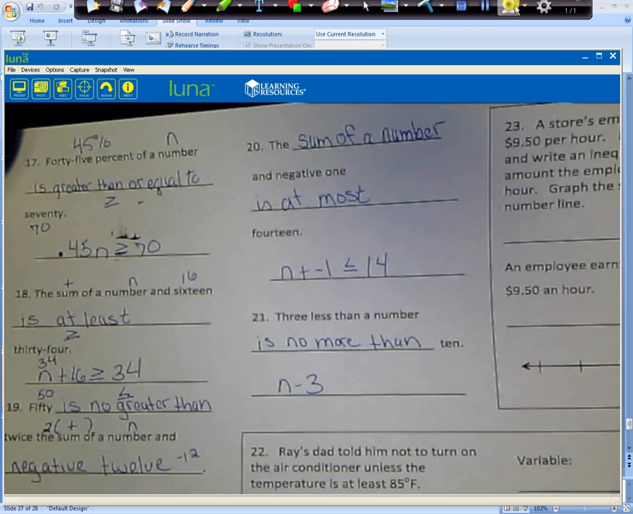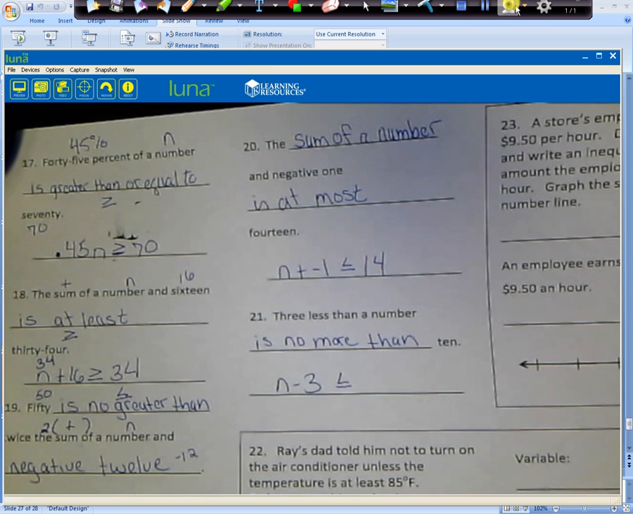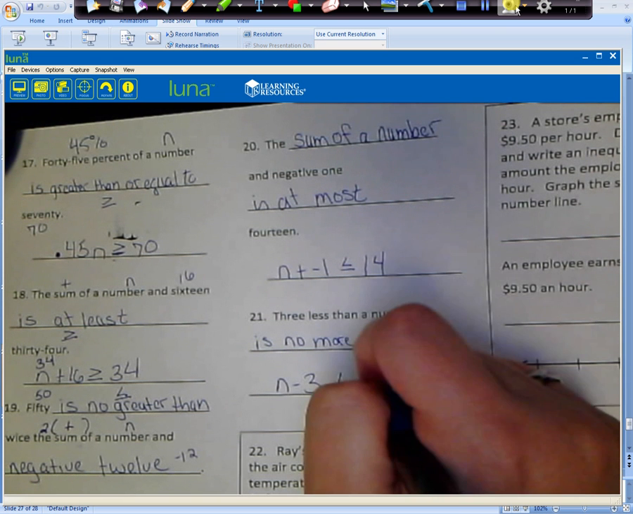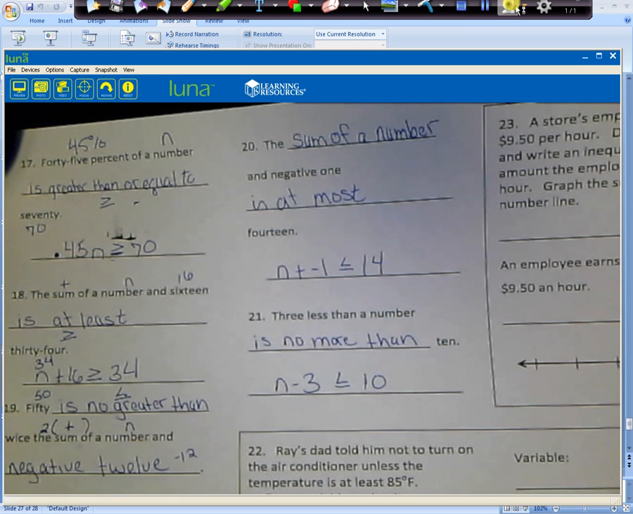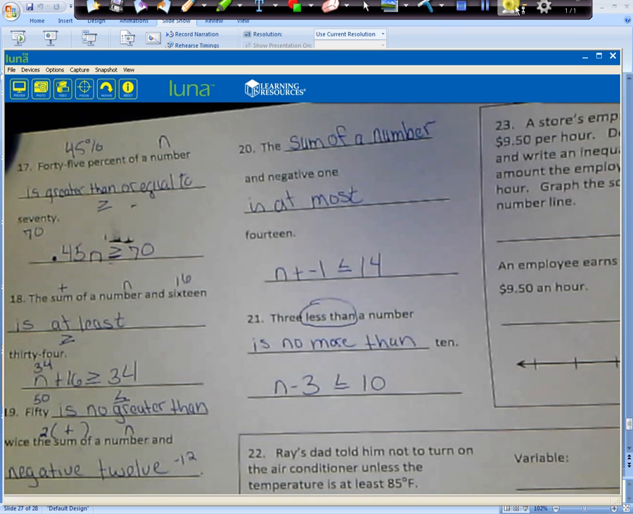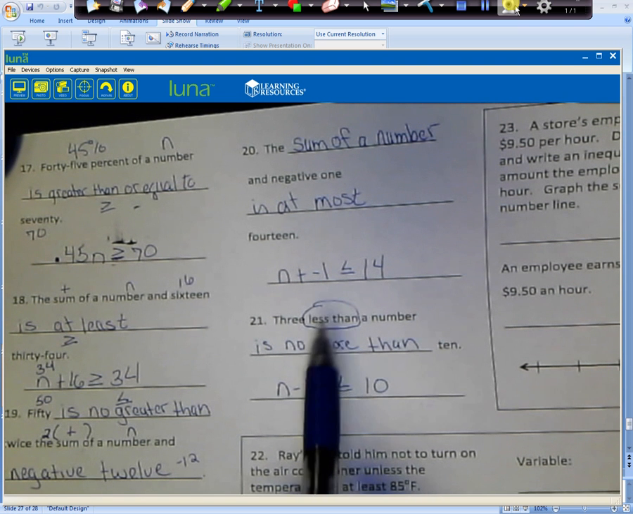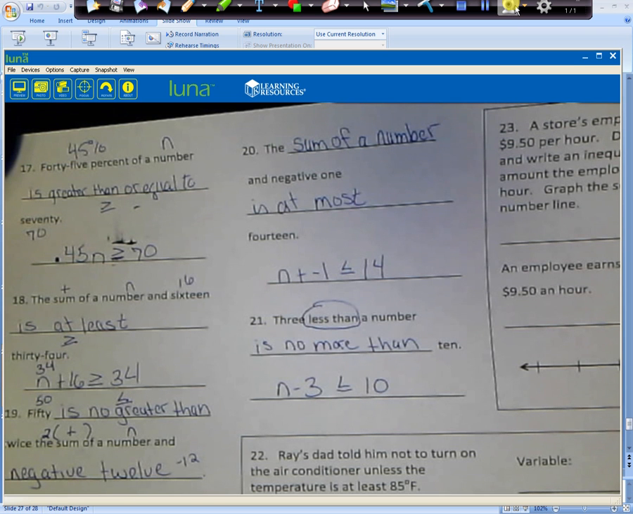Is no more than means not more than, so it has to be less than or equal to 10. Now, the way to know whether or not this less than is a symbol or a turnaround word: if it's written this way where it's like 3 less than, then it's a turnaround word. If it follows the word is, like is less than, is more than, then that's when you need an inequality symbol. So don't get those two confused. If it follows the is, it's talking about an inequality symbol. If it doesn't have is in front, then it's one of these turnaround words like this one.